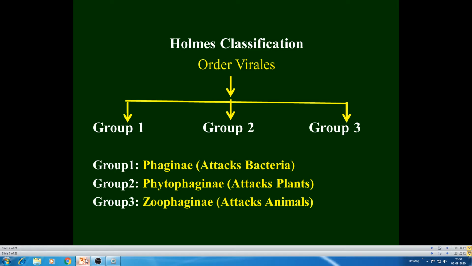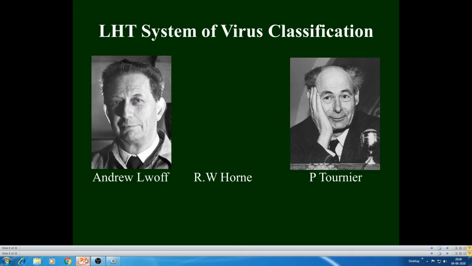And this order Virales is classified into 3 groups. The first group is the Phaginae, that means it attacks bacteria. The second group is Phytophaginae. Phyto means something related with plants, so it is the virus which attacks plants. And the Zoophaginae, that attacks animals. So likewise Holmes classified.